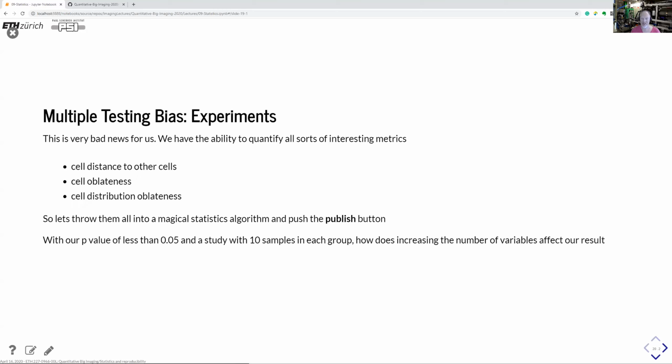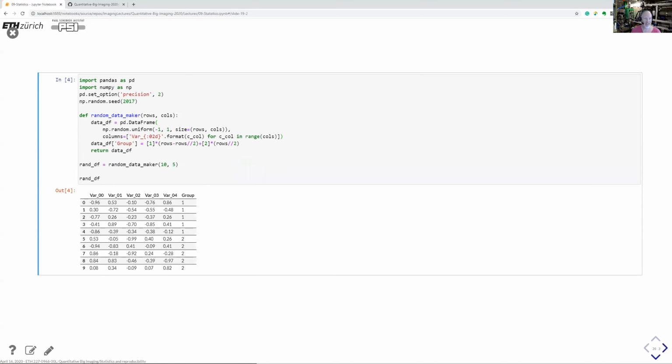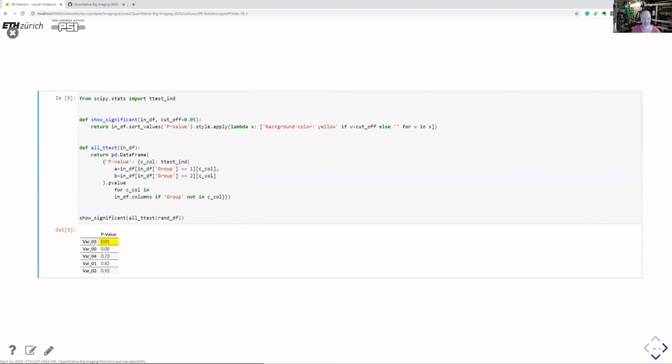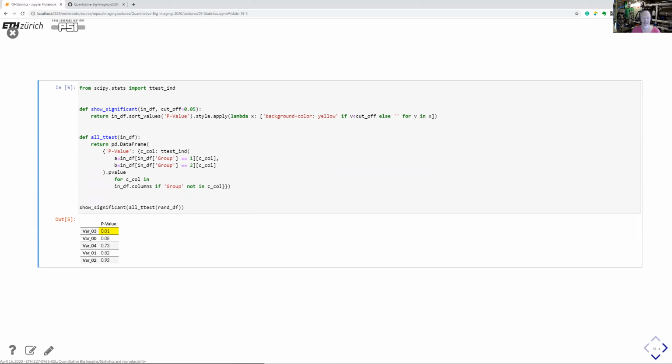And let's see how increasing the number of variables affects the rejection rate. Let's create some data. We have just a bunch of random variables. In this case, it's uniformly distributed data. And let's see what happens with that data. So it seems like we only have 1 that is significant among 5 variables here.